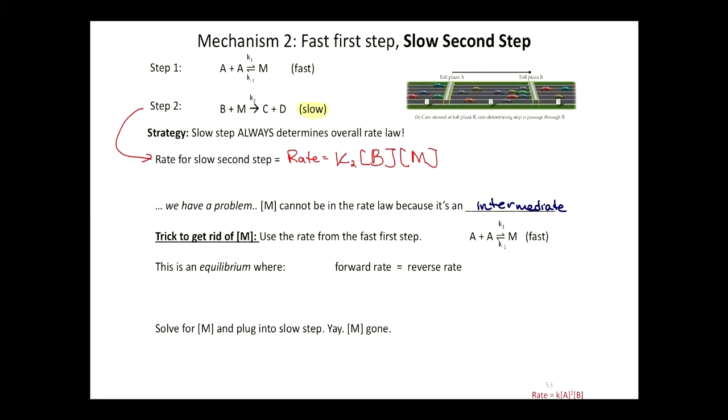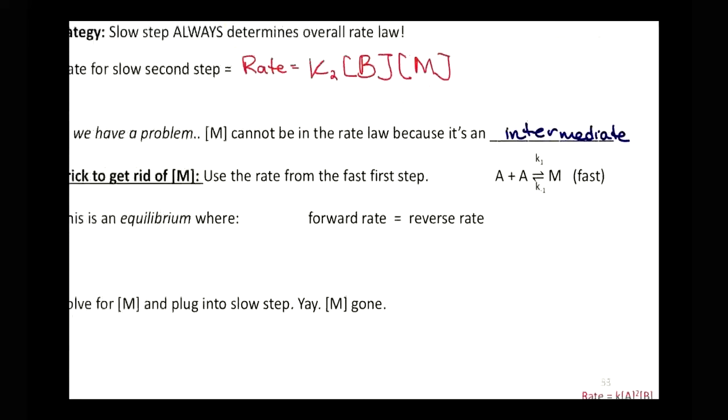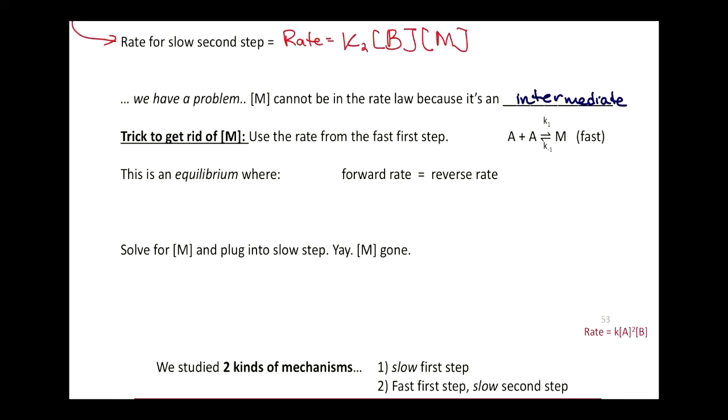So this is the trick to get rid of the intermediate. We're going to use the fast step to get rid of it. Okay? And we're going to utilize the idea that the first step is a fast equilibrium step. Since this reaction goes back and forth really, really quickly, we're going to say, since this is at equilibrium, that the forward rate of this reaction, the first one, is equal to the reverse rate of this reaction. All right, so that's what an equilibrium is. We'll talk about that in a little bit.